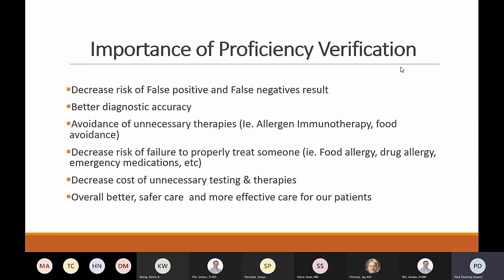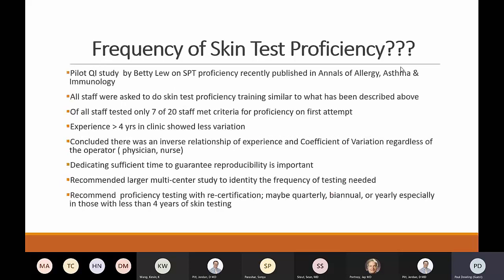There's been some research done on frequency of skin test proficiency. There was a pilot QI study, and I don't know if Dr. Luce followed this up or not on the paper, but she did have a letter to the editor in the Annals about 3 years ago. Dr. Luce is a program director in Tennessee, and they decided to look at their skin test proficiency. They asked all staff, so all the nurses, all the staff attending physicians, and all the fellows did the proficiency training as outlined above, on the forearms instead of the back. Of all the staff tested, only 7 of 20 met the criteria of proficiency on the first attempt.